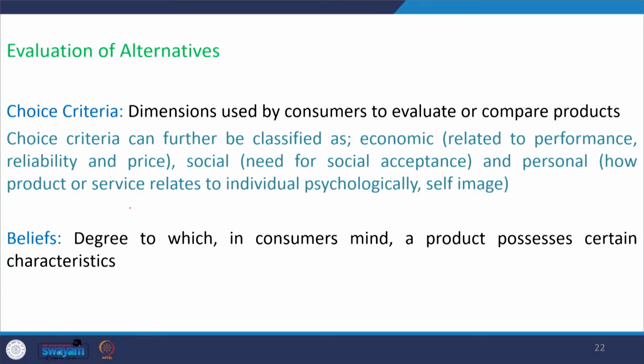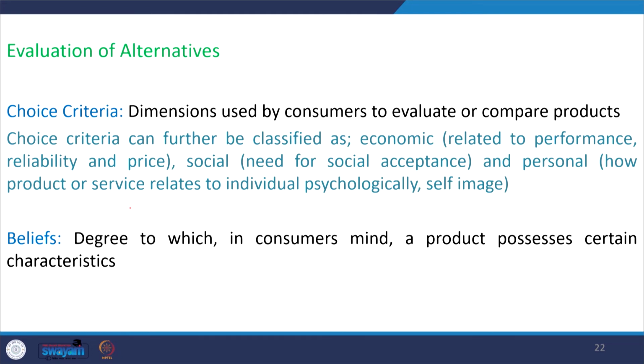But usually we say that the choice criteria can further be classified as economic, social, and personal. Economic means when we are only orbiting around facets related to performance, reliability, and price, right? Maybe you can say something more functional. Another could be social, the need for social acceptance. Let's say you are in a group and everybody is using an iPhone, then you might also purchase the iPhone because you want to be socially accepted in that group. Now you are not operating from the functional or economic aspect. You are only looking at it from the perspective of social acceptance. So this is another thing which makes an impact.